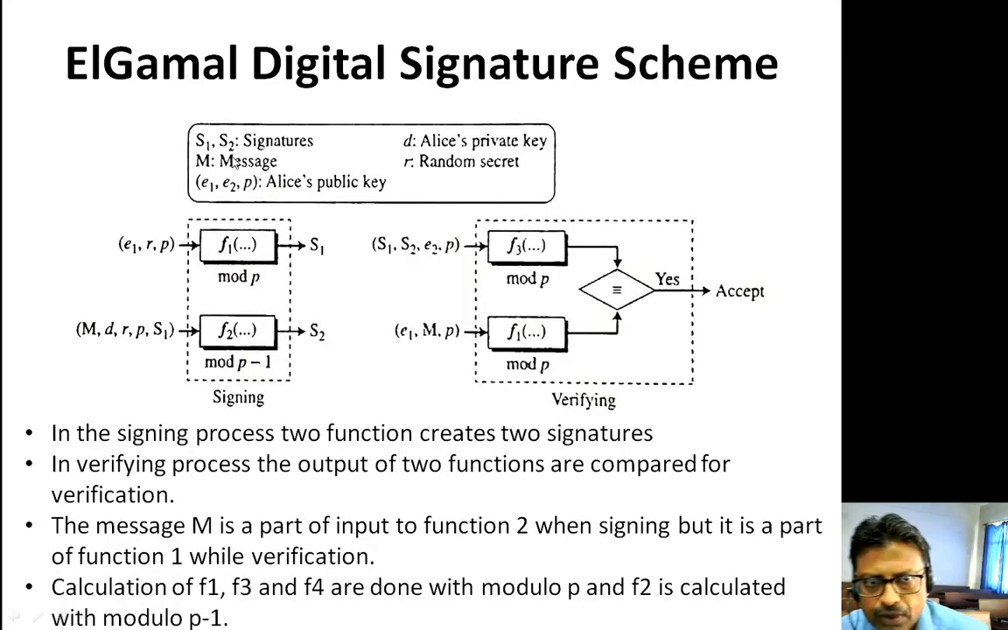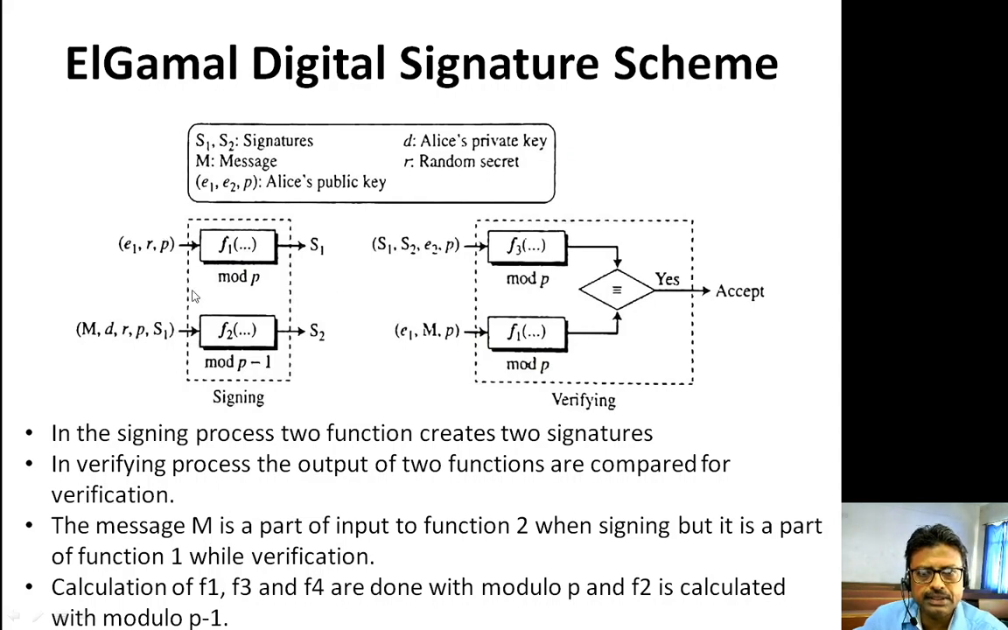So this is the overview of the digital signature scheme, in which there is something done on the sender side, that is the signing algorithm, and something done on the receiver side, that is the verifying algorithm. At the sender side, two signatures are generated in the form of S1 and S2, which are the output of the functions F1 and F2. So in the signing process, we use two functions F1 and F2, and in the verifying process, we use two functions F3 and F4.